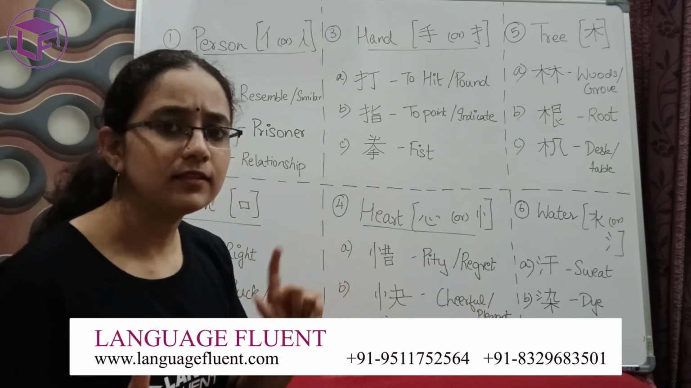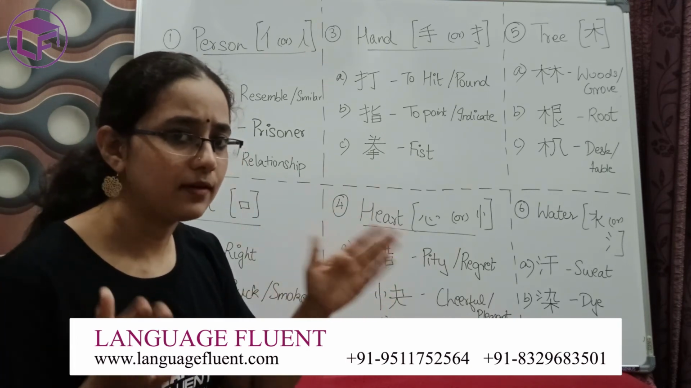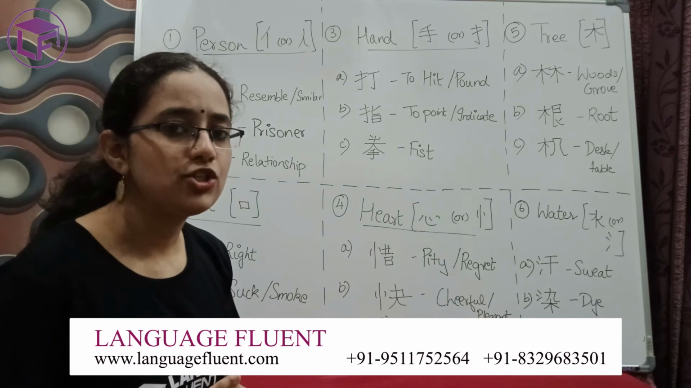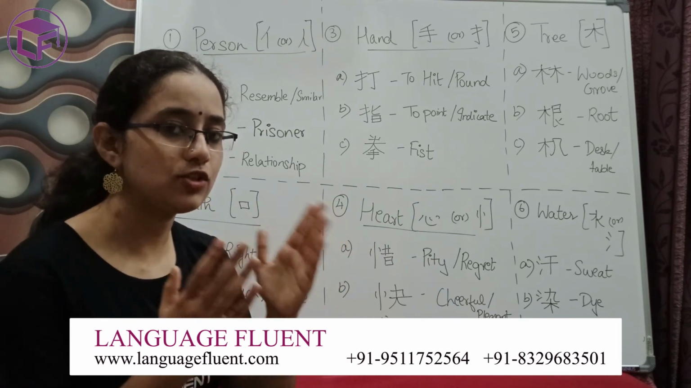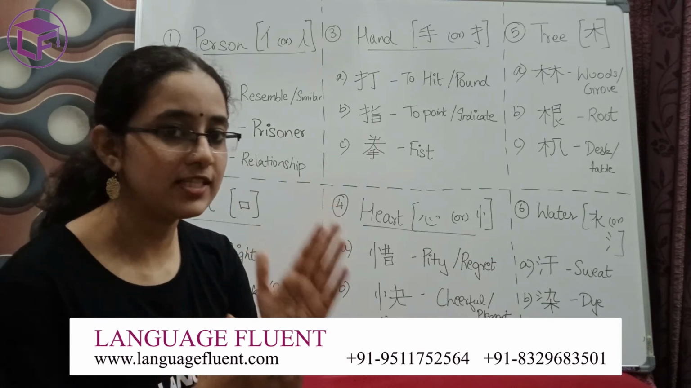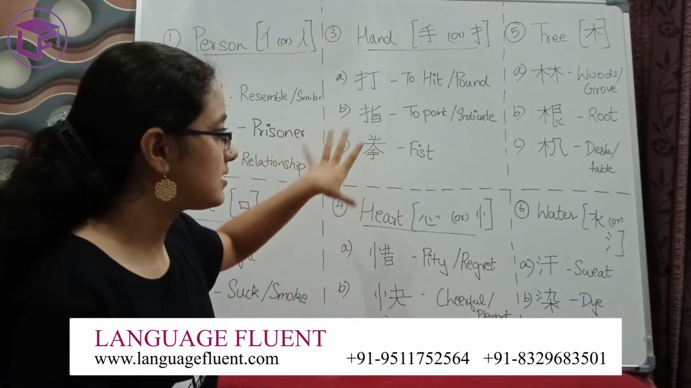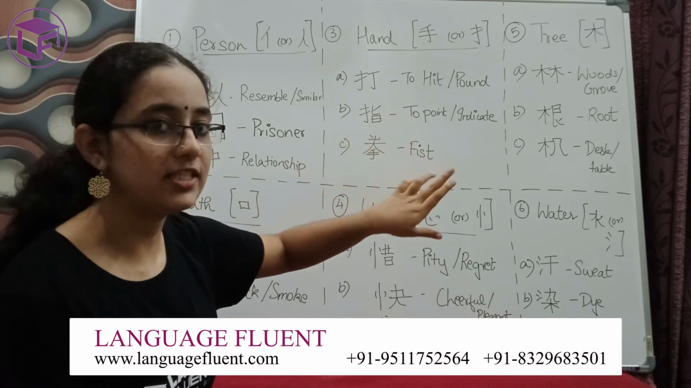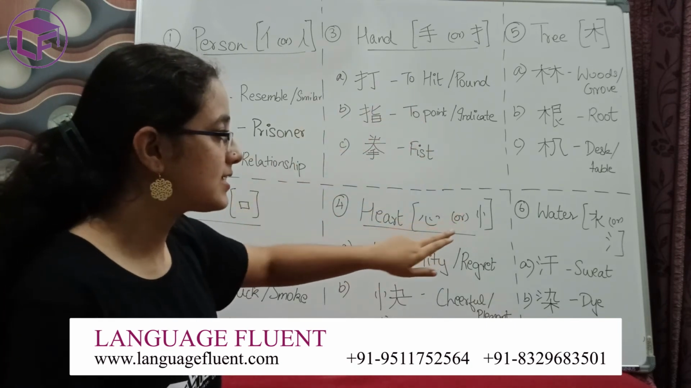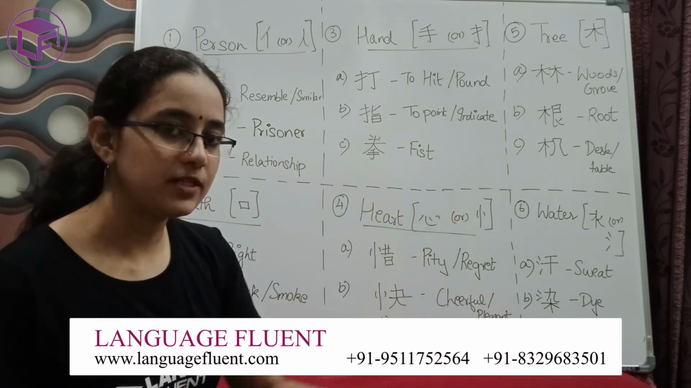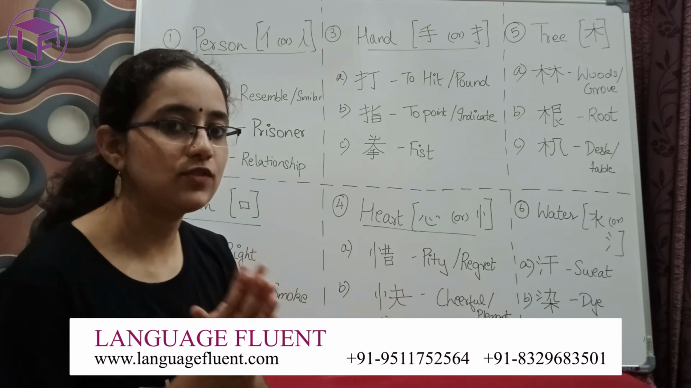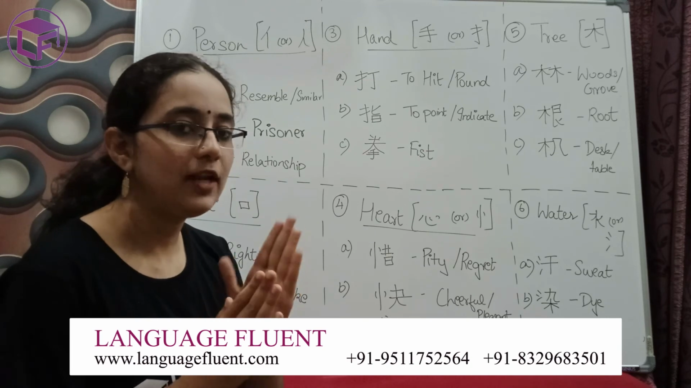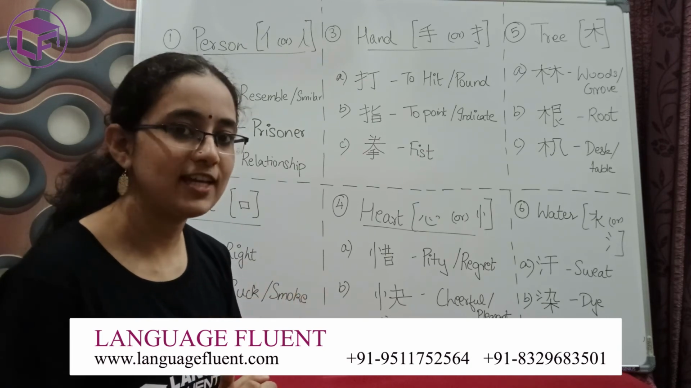There are 14 other radicals of similar nature, which, along with these 6 radicals, together constitute about 50% of the total number of kanjis. I will be discussing the other 14 radicals in the next class. So we will be looking at them in the next session. So that's it for today.